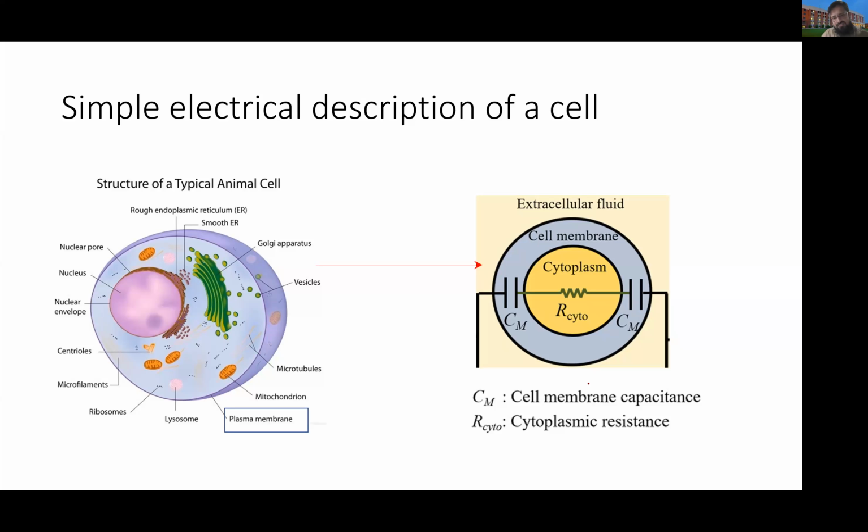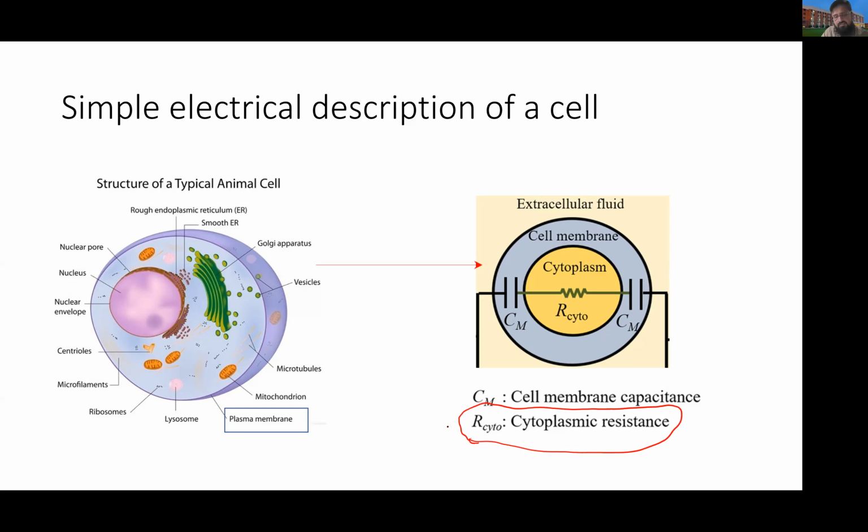Fortunately, from the electrical point of view, all these details hidden in the cell are not needed. All you need to know is the electrical equivalent of this biological cell. The first thing is that the cytoplasm can be thought of as a resistance. Like anything, the cell also has an electrical resistance.